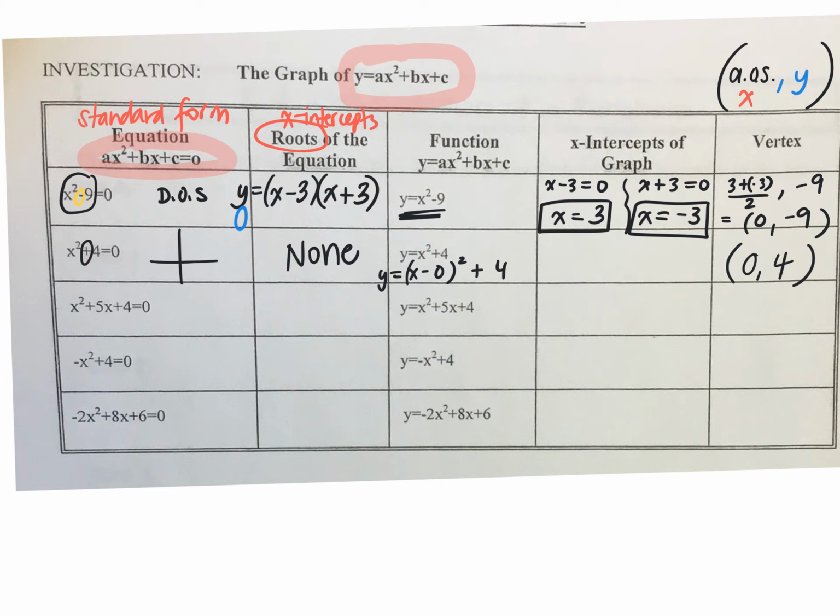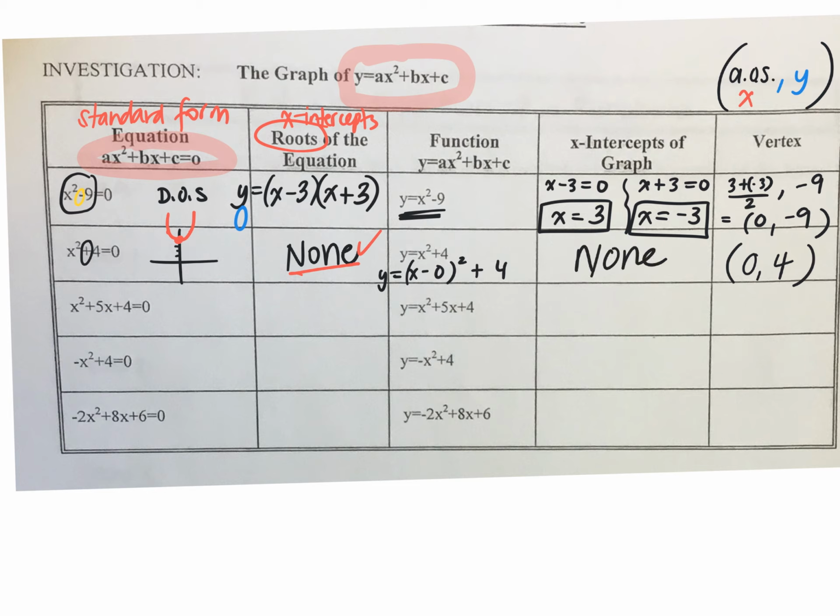Think about it. It would start 1, 2, 3, 4. It would start right here. It does not have a stretch or compression. It's the exact same shape as the parent function. So it would go over 1, up 1, over 1, up 1, and so on. That's what it would look like. Does it have x-intercepts? No. So the x-intercepts of the graph, none.